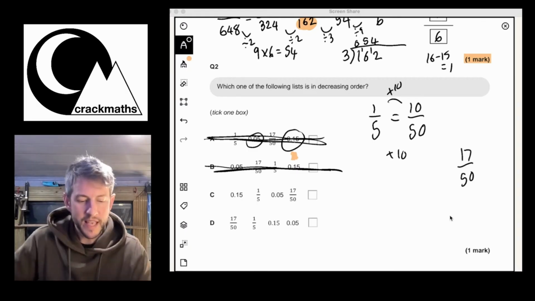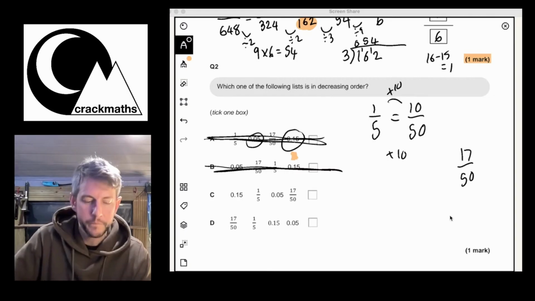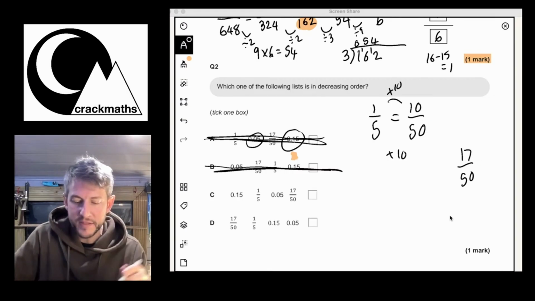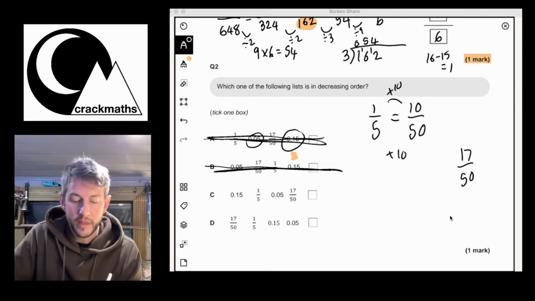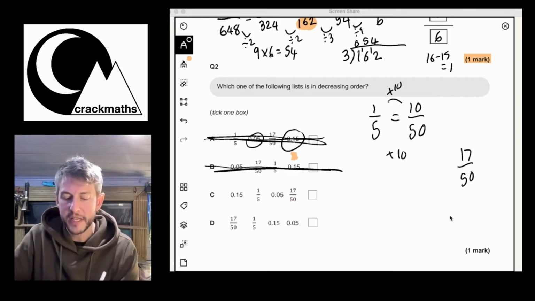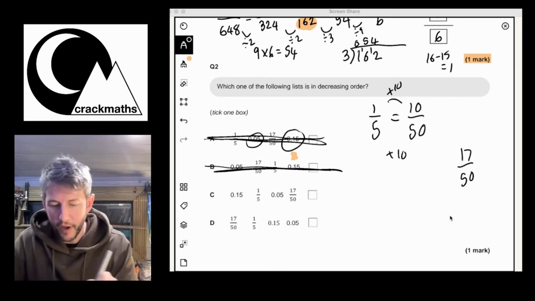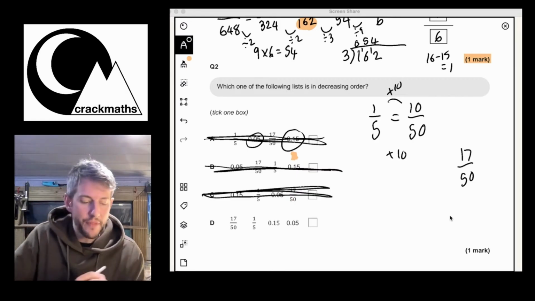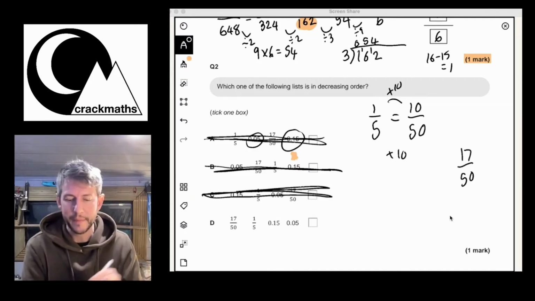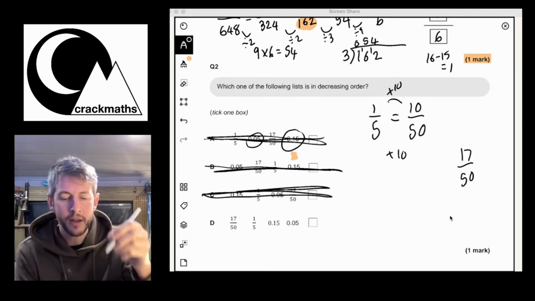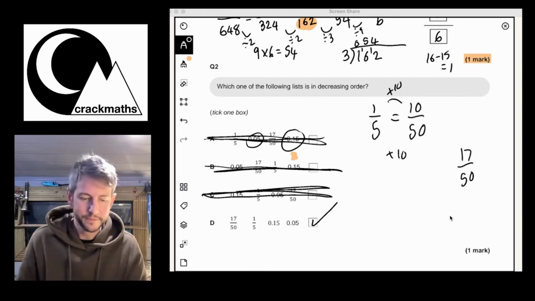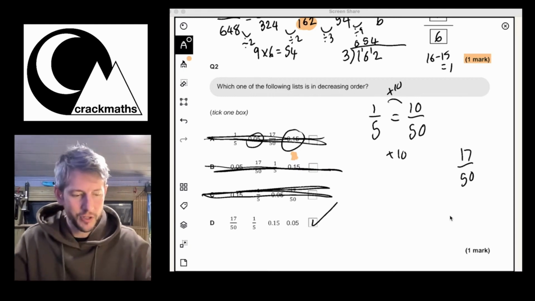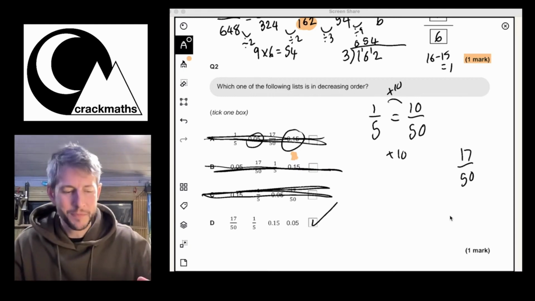Now, 17 over 50 is bigger than 10 over 50. So that means that C can be ruled out because 17 over 50 would have to come before 1 over 5. So we're going to rule that one out. And then, therefore, by process of elimination, I know that the list that is written in correct decreasing order will be D. Right, let's look at the next page.